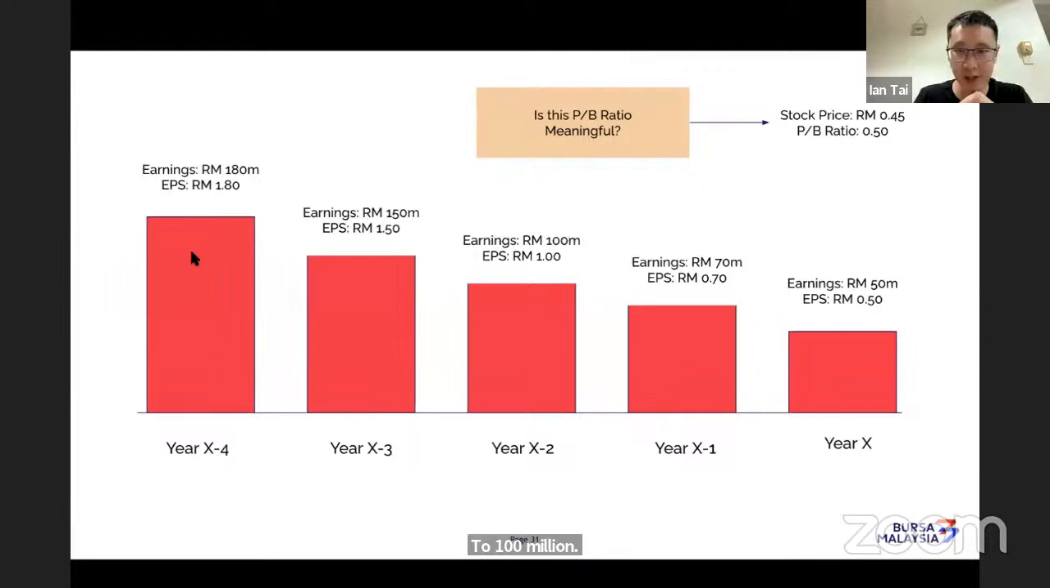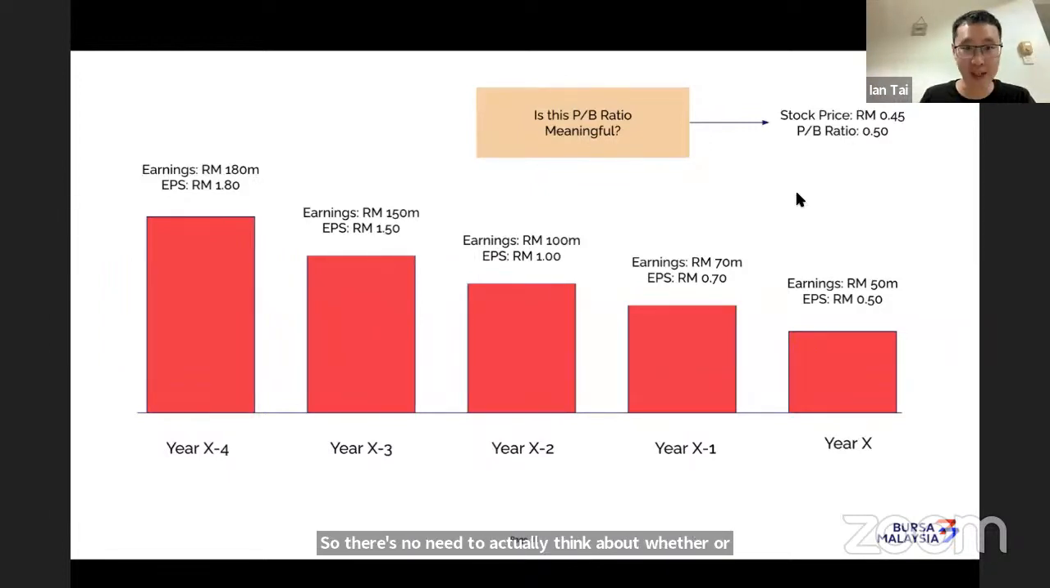About PB, I'm buying this stock at a PB ratio of 0.5. Who cares? Who cares at this stage? It's not demonstrating consistent earning power. Who cares about its book value? So to me, evaluating this company, this company in fact is no longer in my list. So there's no need to actually think about whether or not this company is undervalued or overvalued. We just throw it in the rubbish bin.